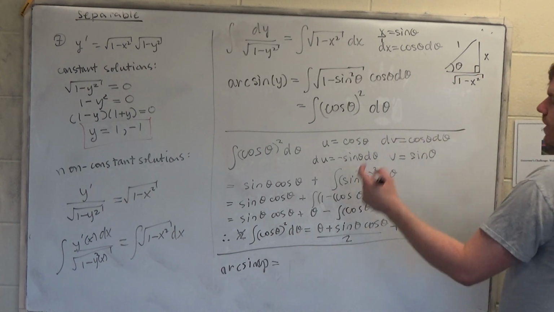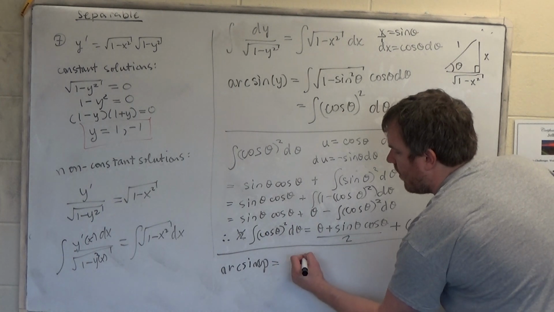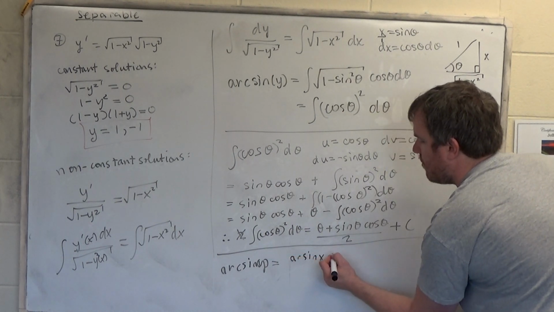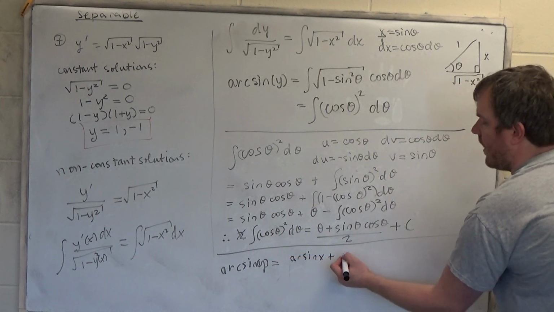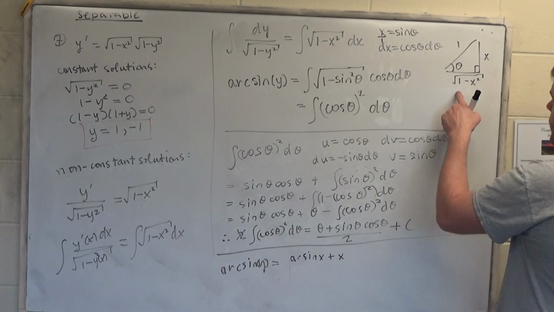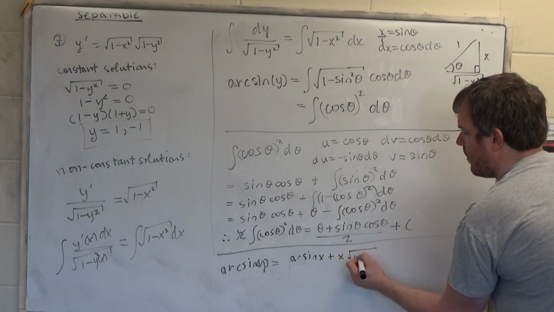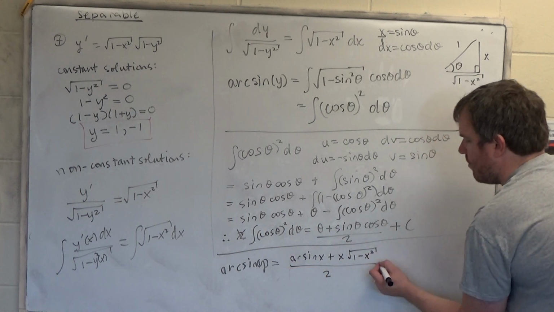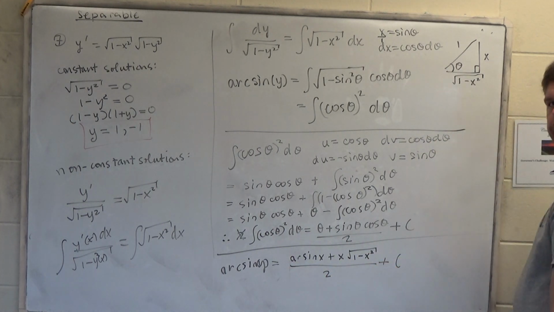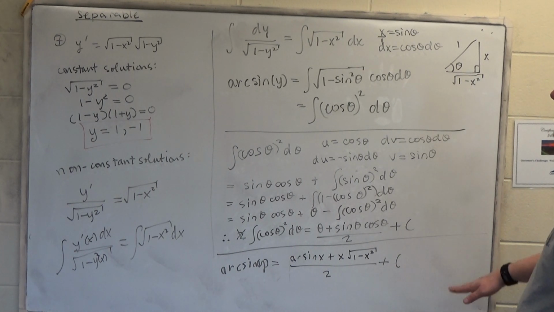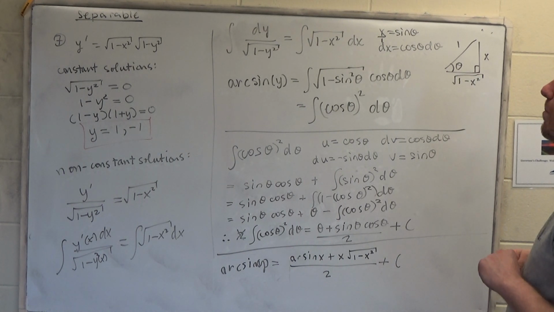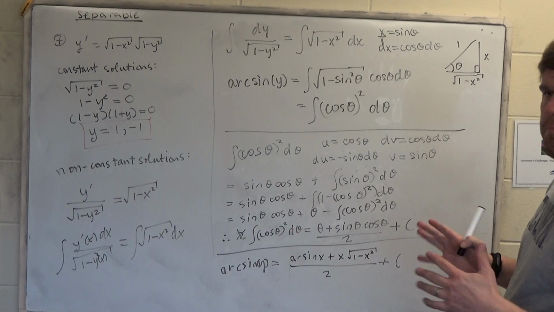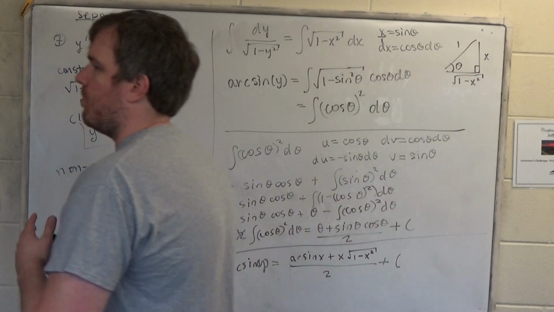And so I can say that this should be arcsine of x plus the sine of theta is x. The cosine is the square root of 1 minus x squared, all of which is divided by 2, and then I add my constant. And there we go. So typically there are two main sticking points in these separable equations.